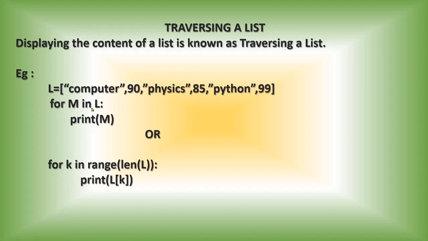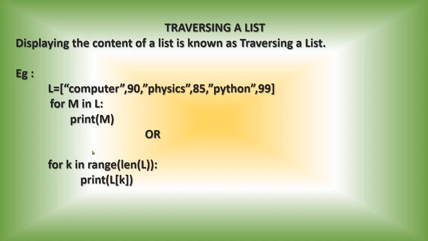Did you understand? We use the same method in strings also. L is a list which is already written over there and you are taking one element from L at a time, which will be stored in M and displayed there. So one element at a time will be displayed on your screen. When you see the output, each element will be on a different line.